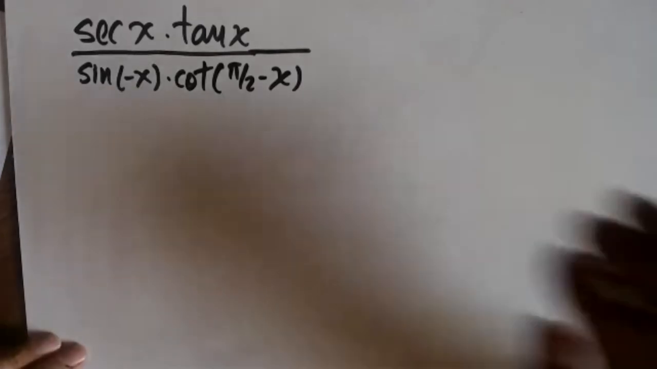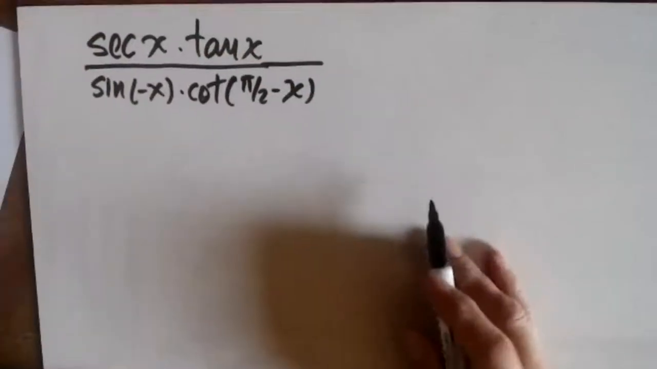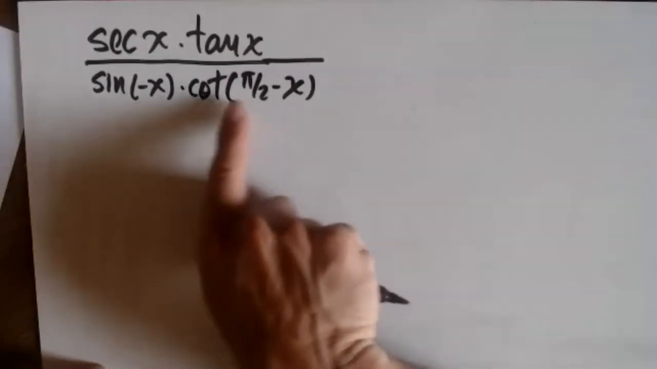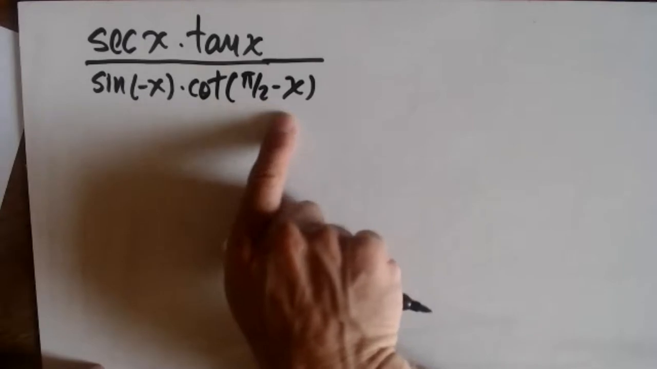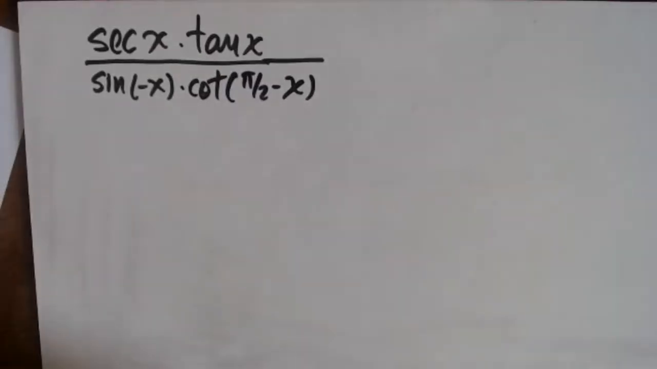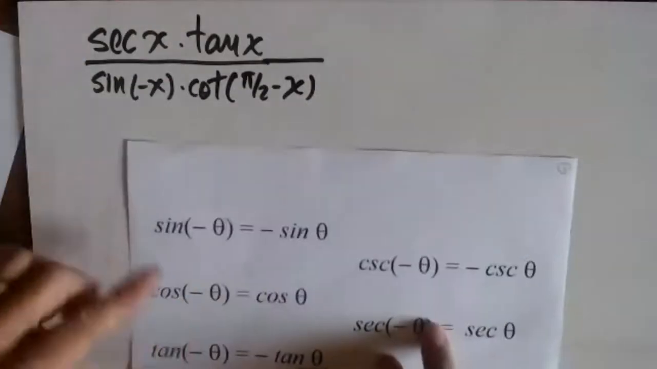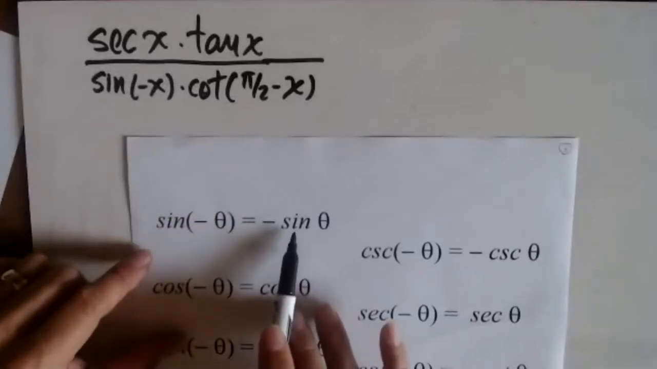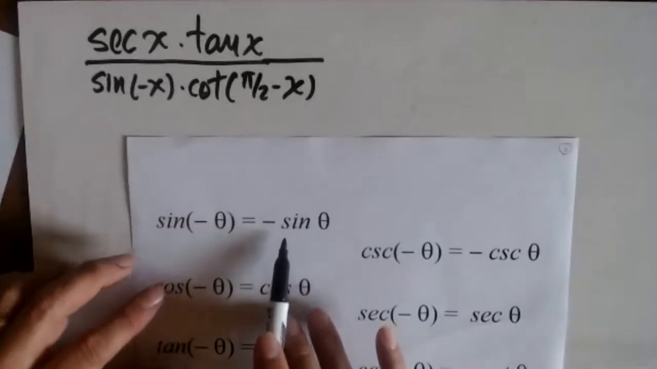Okay, so let's see this one. So I have secant of this. Now let's see, okay, I have a negative here and I have a pi over 2 minus x. So I'm going to change these two. So I have to go, okay, again. Sine of the negative angle is the negative of the sine of the positive angle.